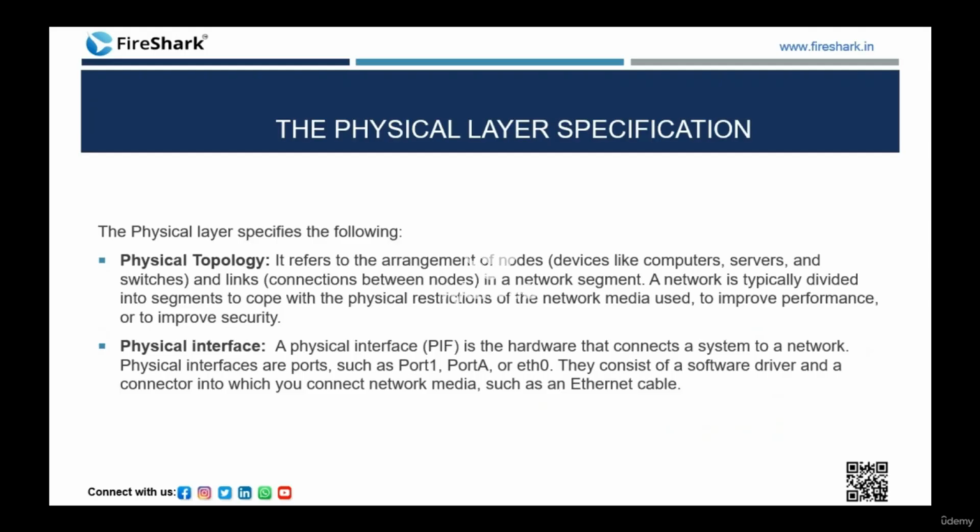A network is typically divided into segments to cope with the physical restrictions of the network media, basically to improve performance or improve security. For security and performance reasons, the physical layer has topologies like bus topology and star topology. They provide the infrastructure for how the network is arranged. Now, the next one is the physical interface. The physical interface is the hardware that connects a system to a network.